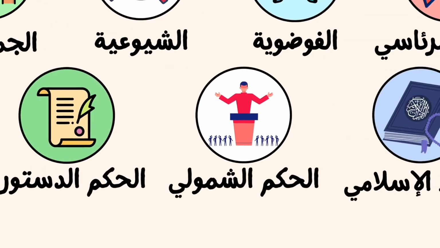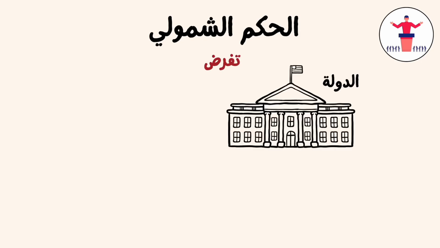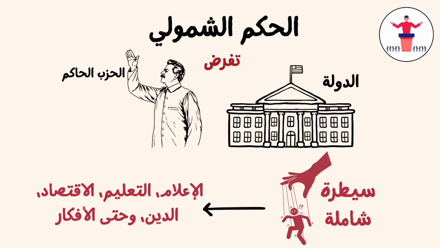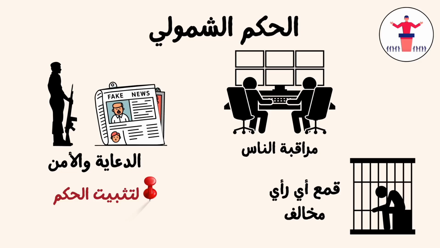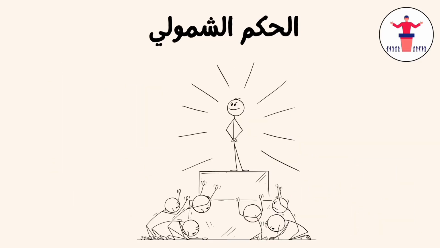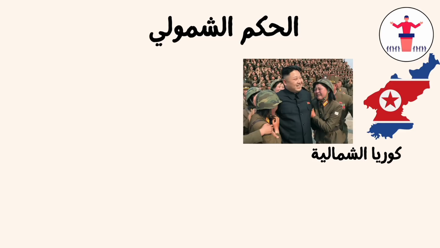Examples include the United Kingdom, the United States, and Germany. Totalitarian rule is a system where the state or ruling party controls every aspect of life. There is no opposition, and propaganda and security are used to strengthen the regime, along with monitoring people and suppressing dissent. The leader is often portrayed as an untouchable symbol.